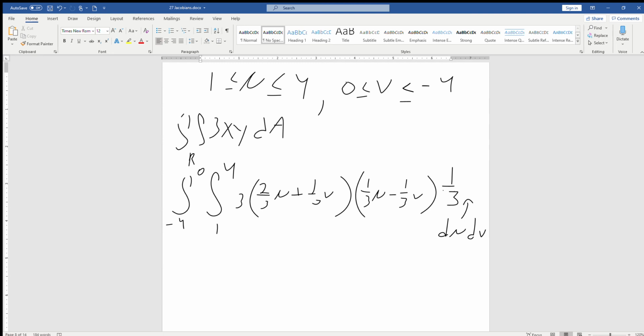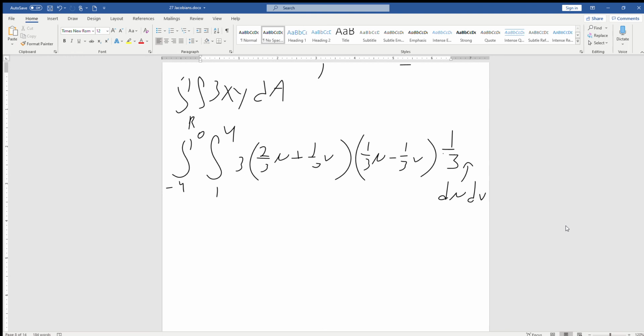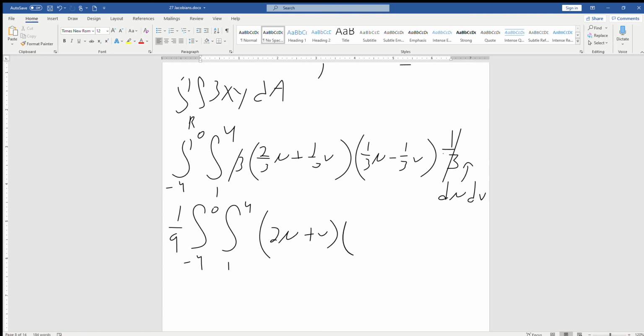Now notice that this is a single double integral as opposed to having 3 double integrals, which we would need to evaluate the region if it were a type 1 or a type 2 region. So we're going to evaluate. What we can do is factor out a 1/3 from each of the pairs just to make this a little bit easier. Another way to write this would be 1/9 integral negative 4 to 0, integral 1 to 4. And since I factored out a 1/3 and a 1/3, I get 2u plus v, u minus v, du dv.